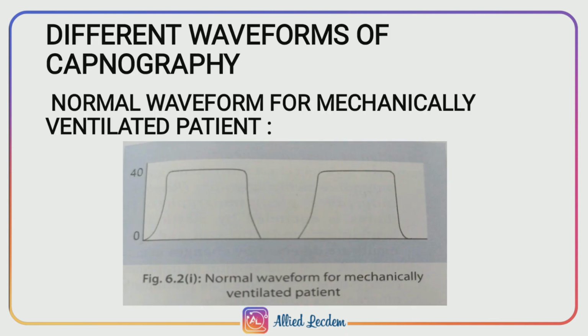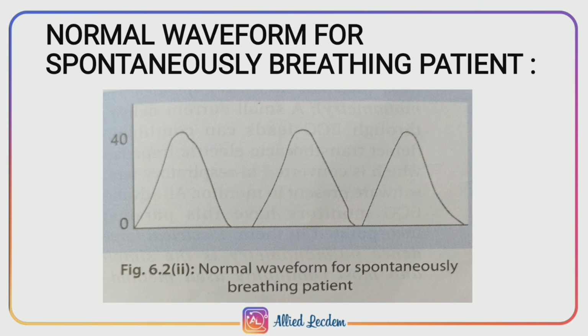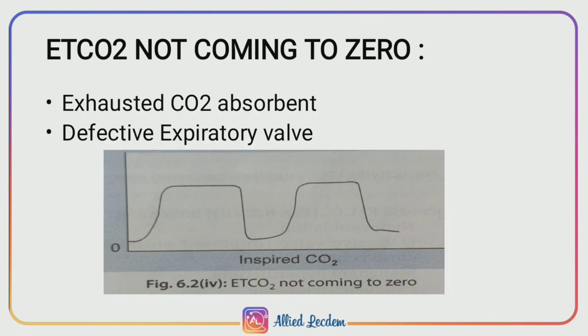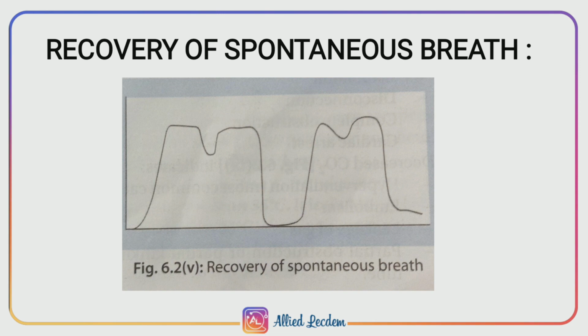Different waveforms of capnography. The picture mentioned above is a normal waveform for a mechanically ventilated patient. It is a normal waveform for a spontaneously breathing patient, natural breathing. Prolonged expiration for COPD, asthma patient, this will be the waveform. In case of EtCO2 not coming to 0, this is the waveform. And EtCO2 not coming to 0, the reason can be exhausted CO2 absorbent, defective expiratory valve, recovery of spontaneous breath.